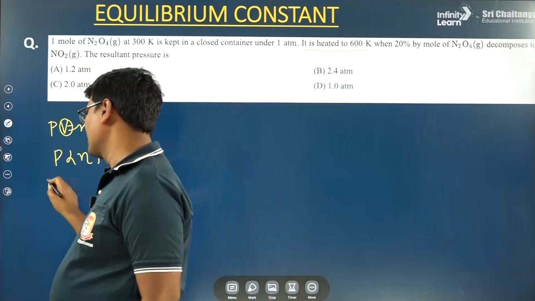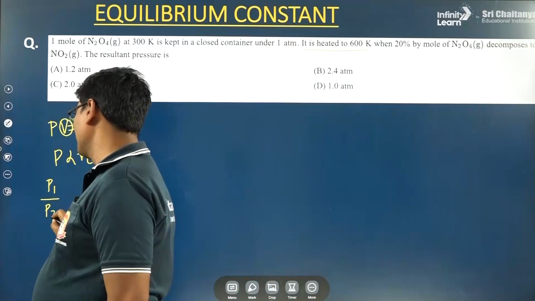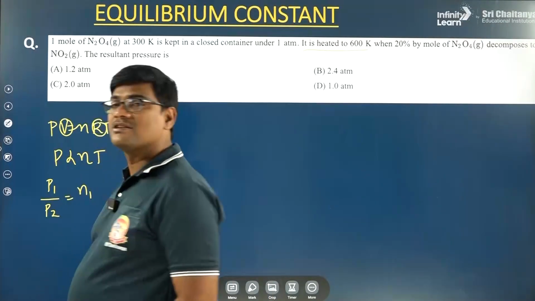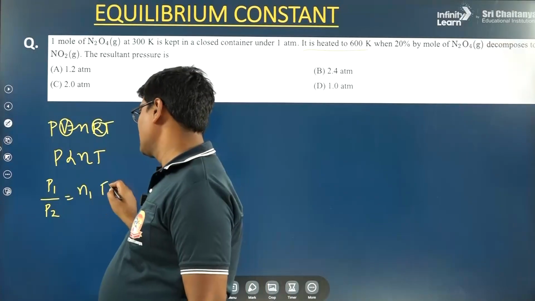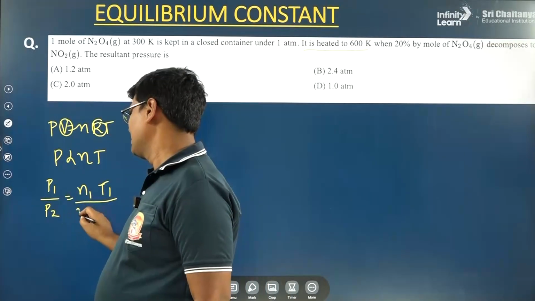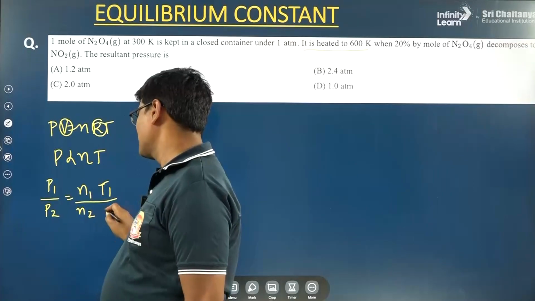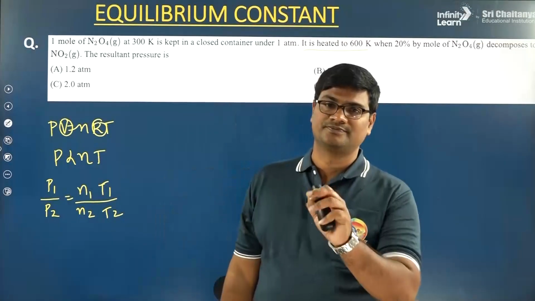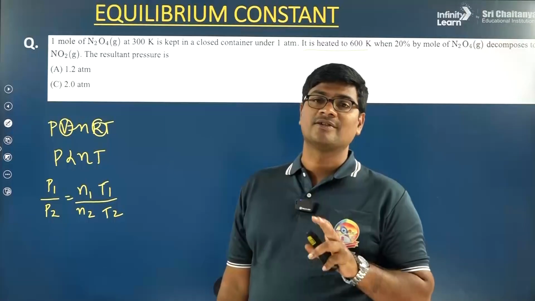So what is P1, the initial pressure? What is P2, the final pressure? What is N1, the initial number of moles? What is T1, the initial temperature? What is N2, the final number of moles? What is T2, the final temperature? That we know. So by using this principle, we can solve this problem.